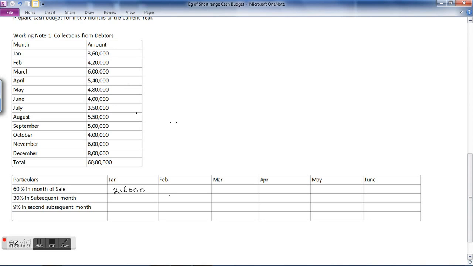2,16,000. Okay. Then 30% in the subsequent month. That is 30% of Jan sale will be collected in the month of Feb. That is 3,60,000 into 30%, that is 1,08,000. Okay, and then 9% in the next subsequent one, that is 9% of Jan sale will be collected in the month of March, that comes to 32,400. 9% of 3,60,000.